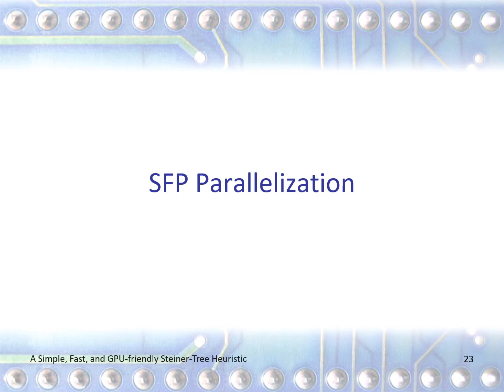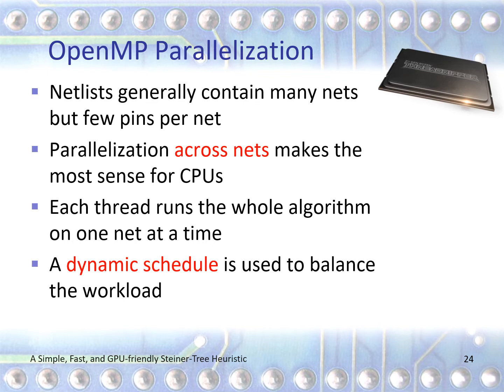In this section, we will talk about how SFP is parallelized on both the CPU and the GPU. Because a net list typically has many nets, but each individual net typically only has few pins, we opted to parallelize SFP across nets in our OpenMP implementation for multi-core CPUs. In other words, each thread applies the heuristic to a separate set of nets by running the algorithm on each net. Since nets require different amounts of processing time, we used a dynamic schedule to balance the workload. As soon as a thread is done with one net, it attains the next net from the work list. This procedure repeats until all nets have been processed.